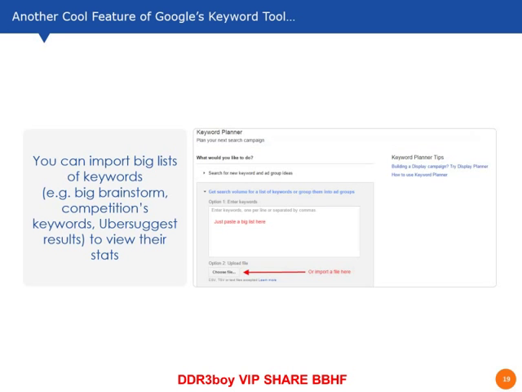Another cool feature of the Google Keyword Planner is that you actually can import a big list of keywords. Again, this will only generate data for that list of keywords. It won't expand it and generate up to 800 ideas for each of those on the list. It will only use that list. So if you have a big brainstorm, or you've used other competitor analysis tools, or maybe Ubersuggest or other places where you've gotten a big list of keywords, you can paste that in here, just like you can do in Longtail Pro though as well.